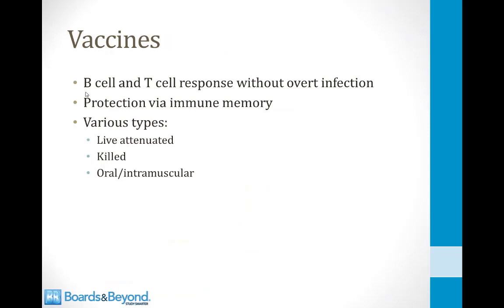Vaccines are designed to elicit a B cell and T cell response without an infection, and they provide protection via immune memory. And there are several different types that you need to know about. There are live attenuated pathogens, killed pathogens, and then oral and intramuscular pathogens.